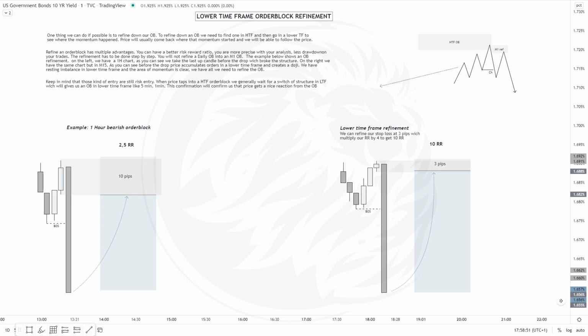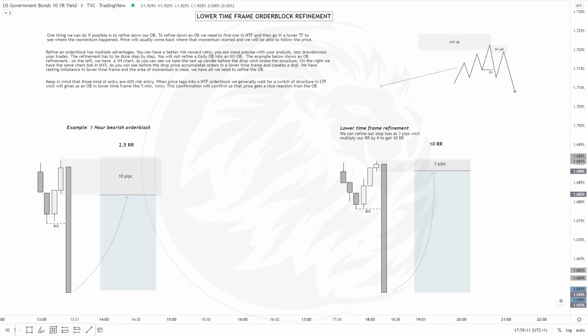So today we are going to go deeper into the supply and demand concept. After the theoretical aspect of supply and demand and the different types of supply and demand, today we are going to go through the lower time frame order block refinement. So one thing we can do, if possible, is to refine down an order block.